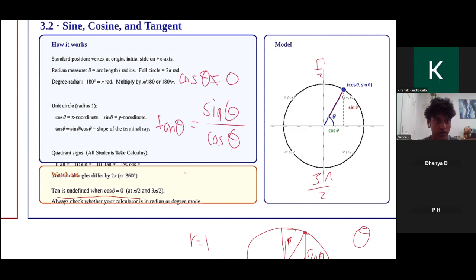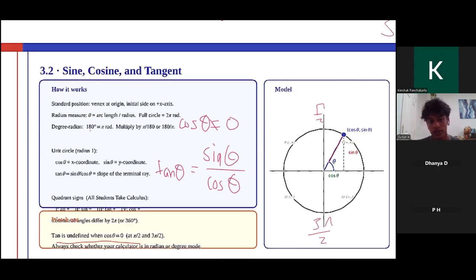So the degree to radian conversion, 180 degrees to radians, you guys know this from geometry. 180 degrees equals pi. So in a circle, there's 360 degrees, which equals 2 pi. To transfer from degrees to radians, it's going to be multiplied by pi divided by 180. And transferring from radians to degrees is going to be multiplied by 180 divided by pi.